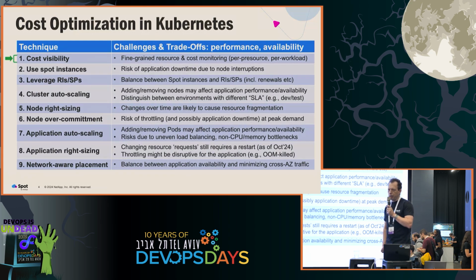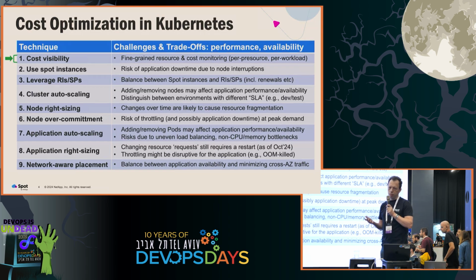The first group is essentially visibility. If you want to optimize cost, you should better know how much you are paying for what, the breakdown of your cost, because if you can't monitor something, you can't optimize it. So that's the baseline. On top of that, it doesn't really matter what kind of optimization technique you use.